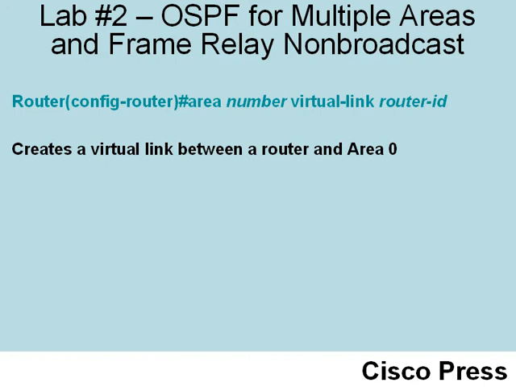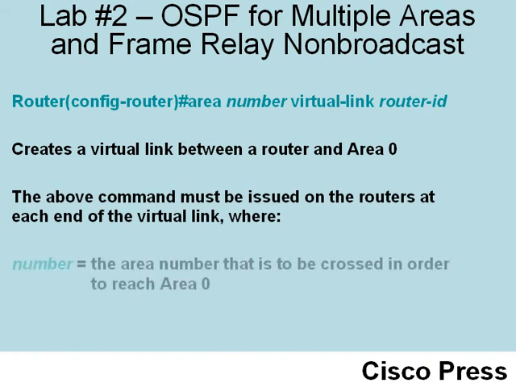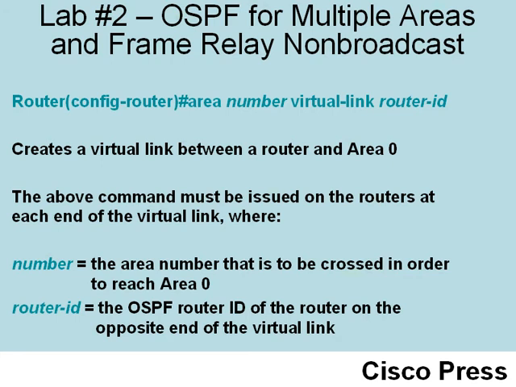In router configuration mode, we say area, followed by the number of the area that we're crossing, the transit area if you will, followed by virtual-link, followed by a router ID. That's the router ID of the other router on the other side of this link. We're going to be issuing this command on both routers, the router on each side of that link. Again, the number is the number of the area that we're crossing, and the router ID is the router ID of the router on the other side of the link.